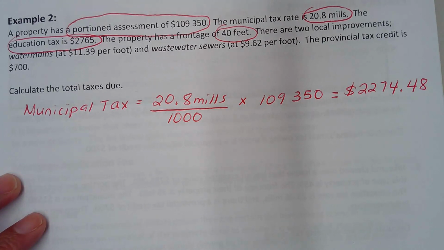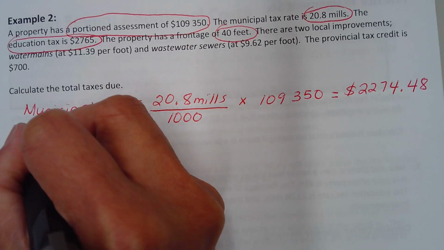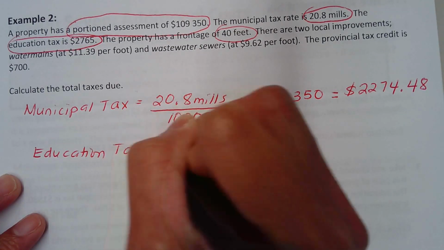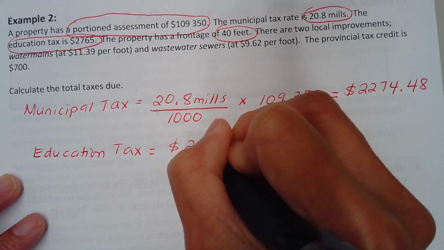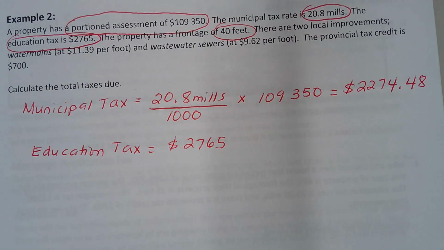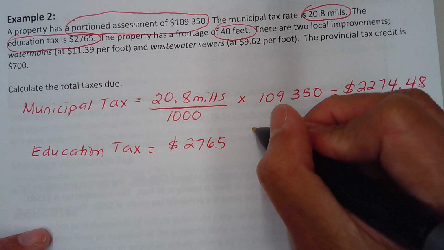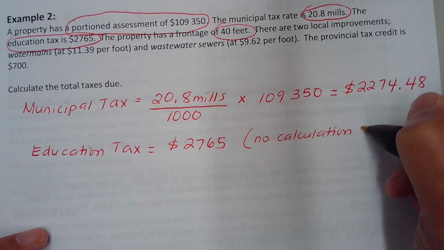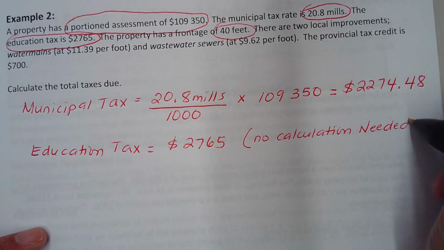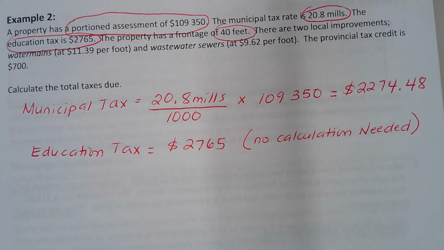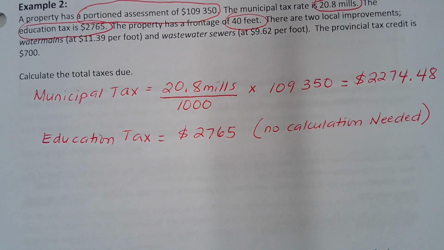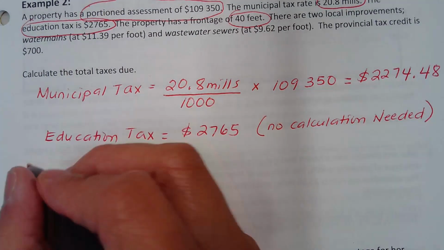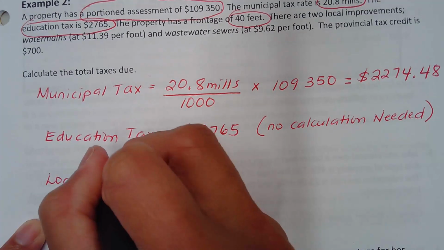Education tax is already there. I'll just write it down. We know education tax is 2,765. No calculation needed. What's the next thing that we should do? Add up the water main and wastewater. Yeah, we're going to do local improvement here.